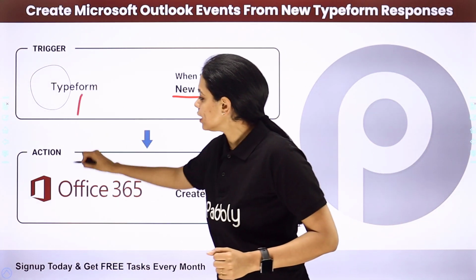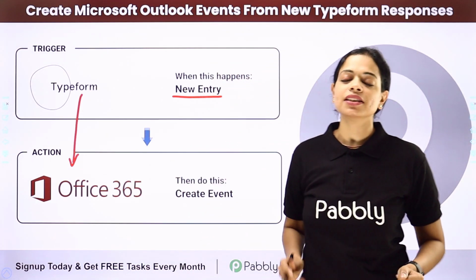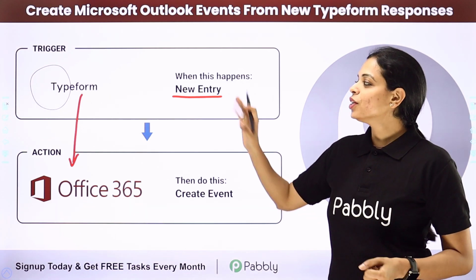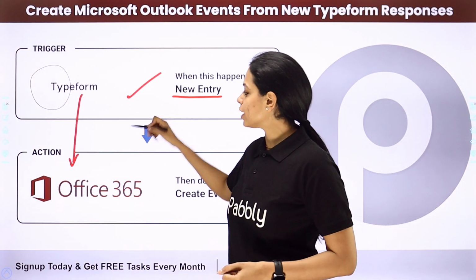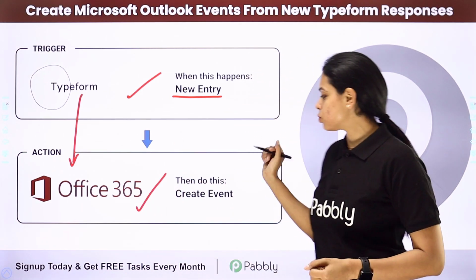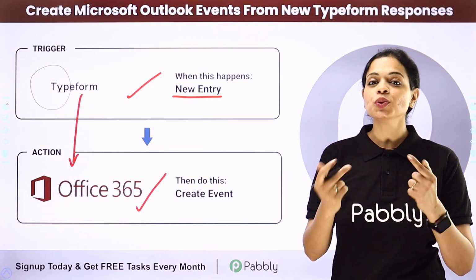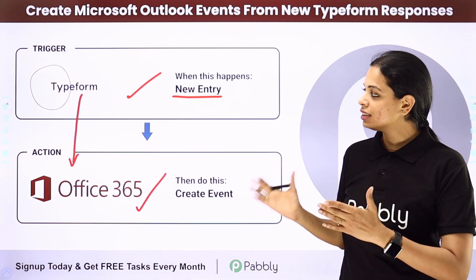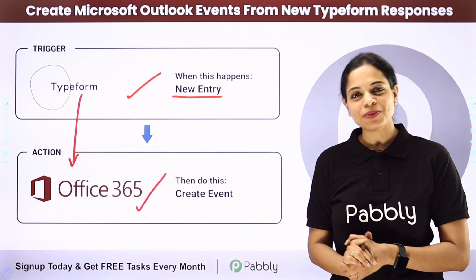For this, you will have to integrate the two applications, and the same thing can be done using Pabbly Connect software. Here, your trigger application will be Typeform and your action application would be Microsoft Office 365. Now, how can you integrate and automate this entire process yourself? To understand that, let me take you to my screen.